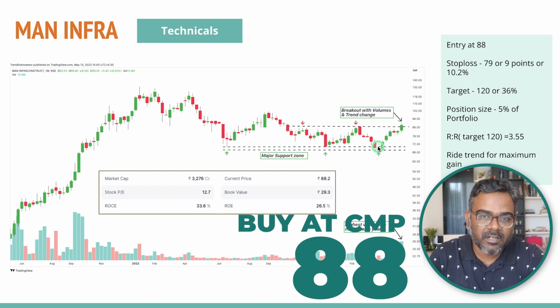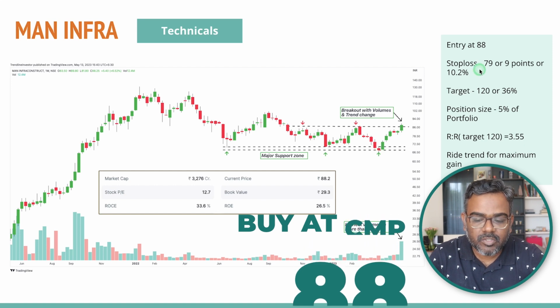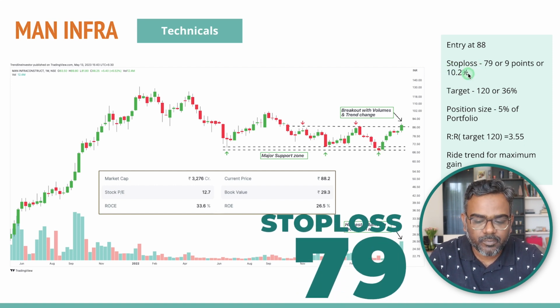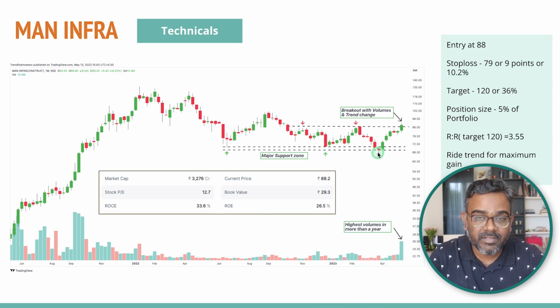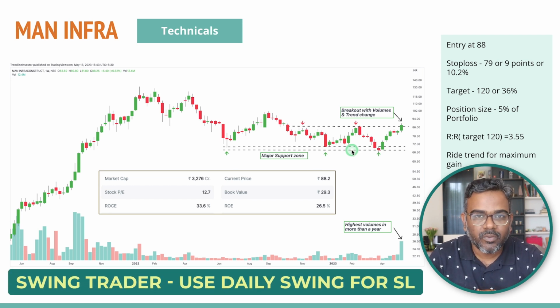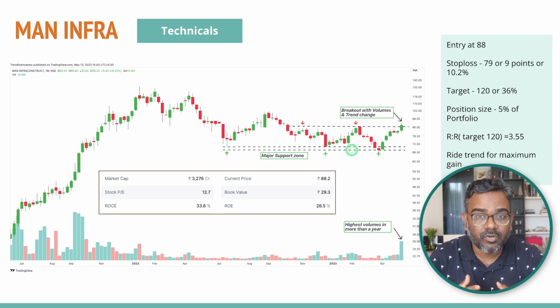So again, you can buy the stock at current market price 88. Keep a stop loss of just 10%, around 10.2%. Again, if you're an investor, the stop loss is not 10%. If you're an investor, the stop loss should be somewhere around here, right? Always, if you're a swing trader, keep the stop loss on a daily swing low. Even if you're a positional trader, try to keep it on a daily swing low. But if you're an investor, you need to follow weekly charts. You need to be very clear. You need to be ready to go through some big drawdowns as well.